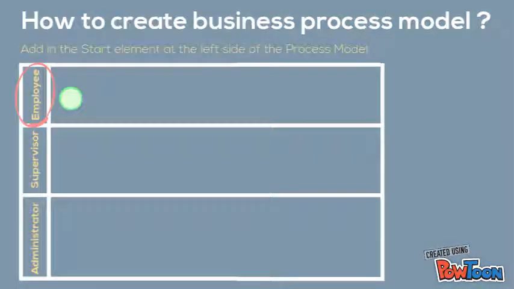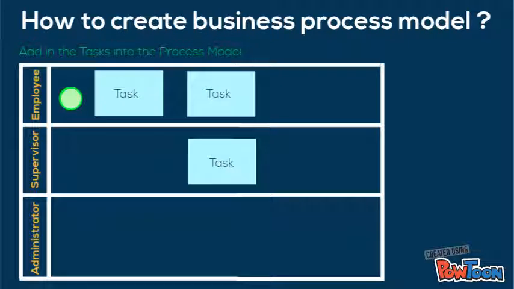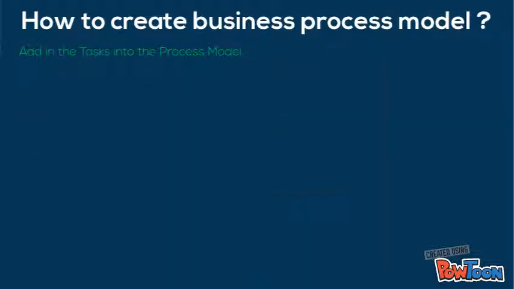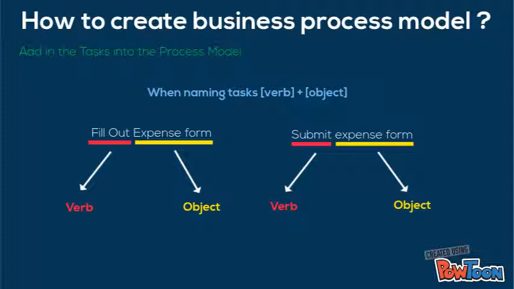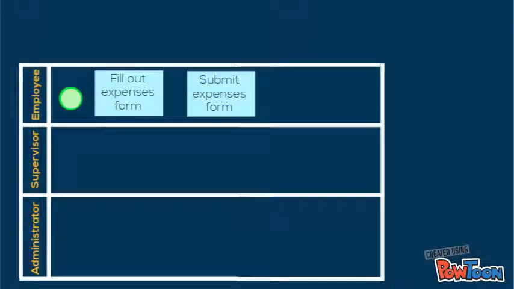Next, identify the tasks. Add the tasks into the process model. Take note to draw the tasks in the correct swim lane. In step 1 of the case study, the employee has to first fill out an expense form and then submit the form to his supervisor. Using the verb plus noun format, we create 2 tasks: fill out expense form and submit expense form, and put them in the employee swim lane. Additionally, we also create 1 task: receive expense form and put it in the supervisor swim lane.